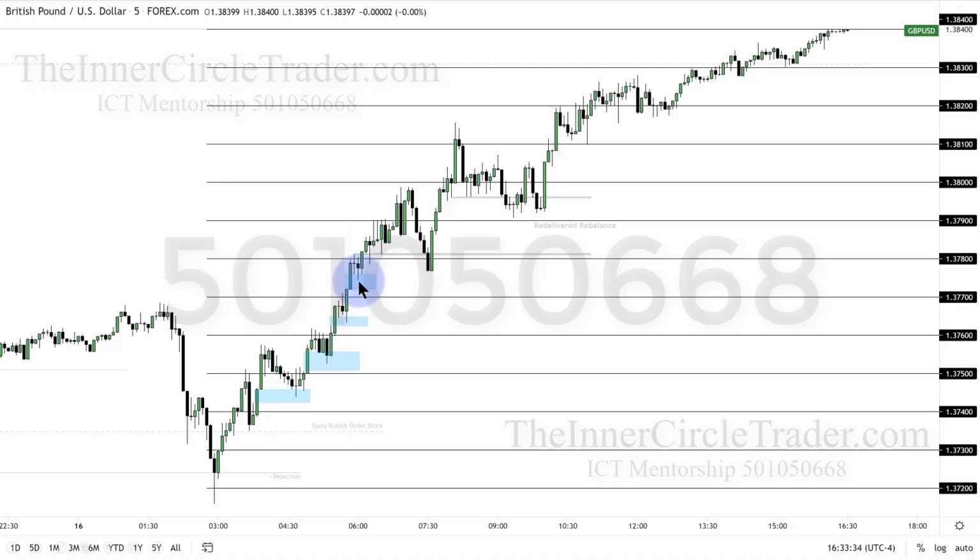What am I waiting for? I want to see it trade up to the next 10 pip level. There, it does. And it trades lower, trades into this level here, which is what? Redelivered rebalance. So in other words, we have all these candles back and forth on that 15-minute time frame. So that cancels out all of this area in here until we get trading down into this level.